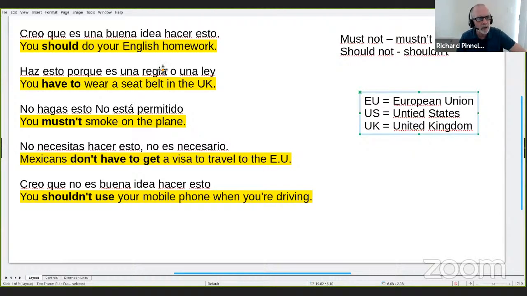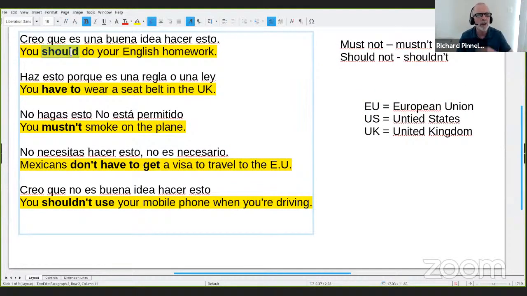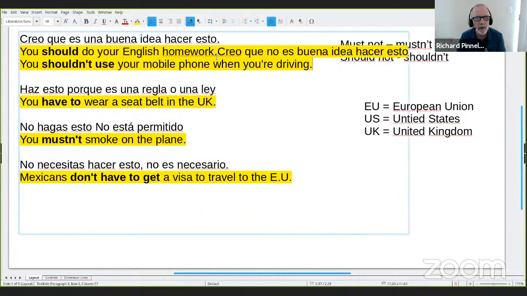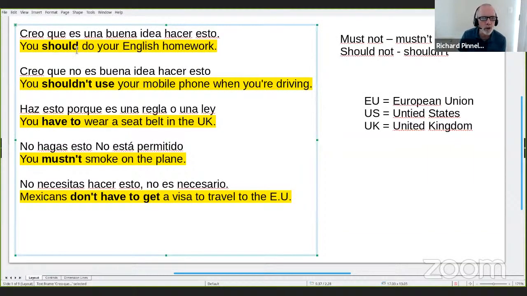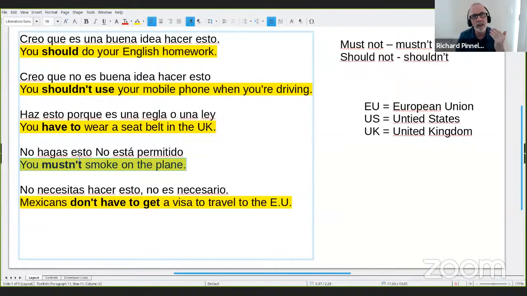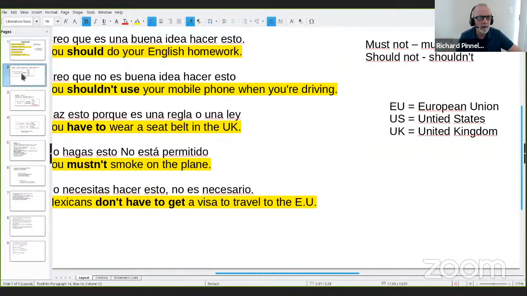Aquí tenemos las reglas. ¿Dónde podemos usar should? Puedo mover este arriba, I think, poner esos dos juntos, porque should y shouldn't son muy parecidos. So pongo esos juntos. Creo que es buena idea: you should do it. Creo que no es buena idea: you shouldn't do it. Una regla, una obligación, have to. Una cosa que está prohibida, mustn't. Y una cosa que no es necesaria, don't have to. Good. Vamos a seguir con la formación.